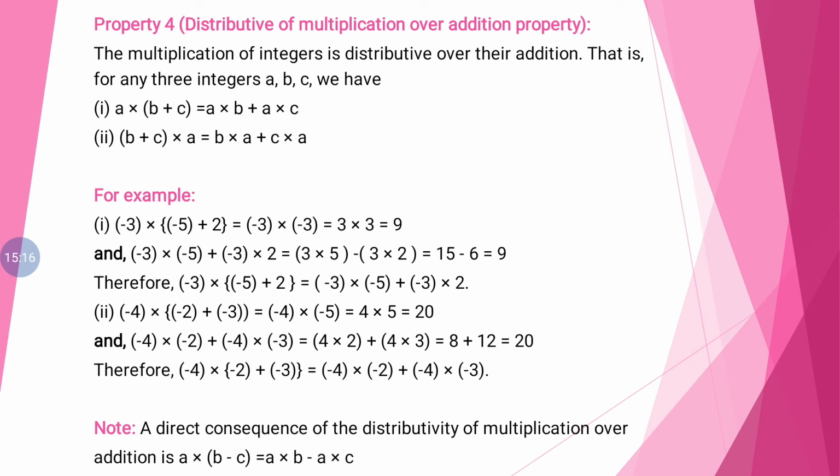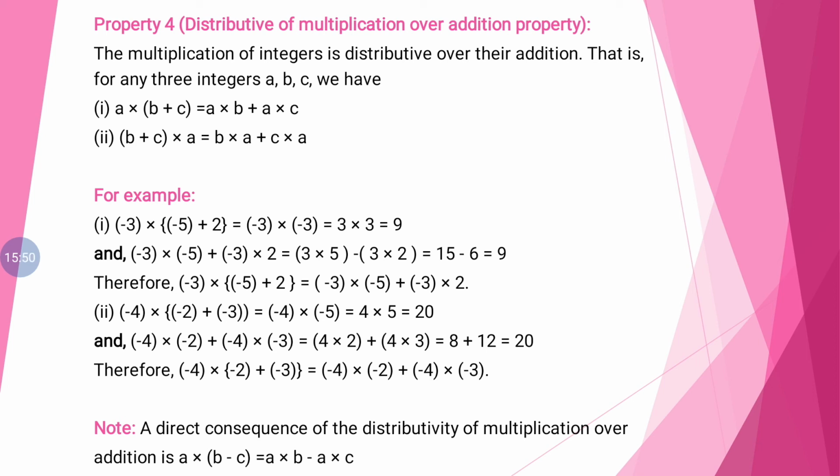Next one, the distributive property of multiplication over addition. The multiplication of integers is distributive over addition. That is, for any three integers A, B, C, A is multiplied by B plus C, A cross B plus A cross C.